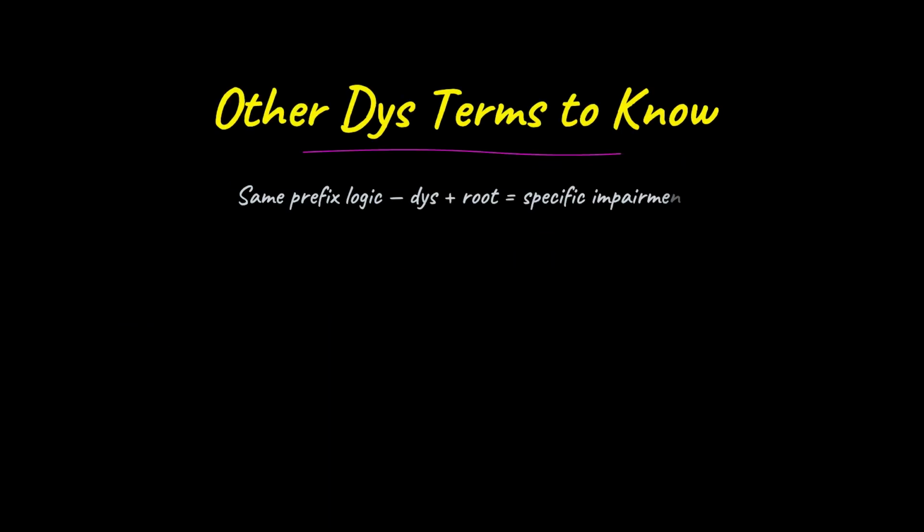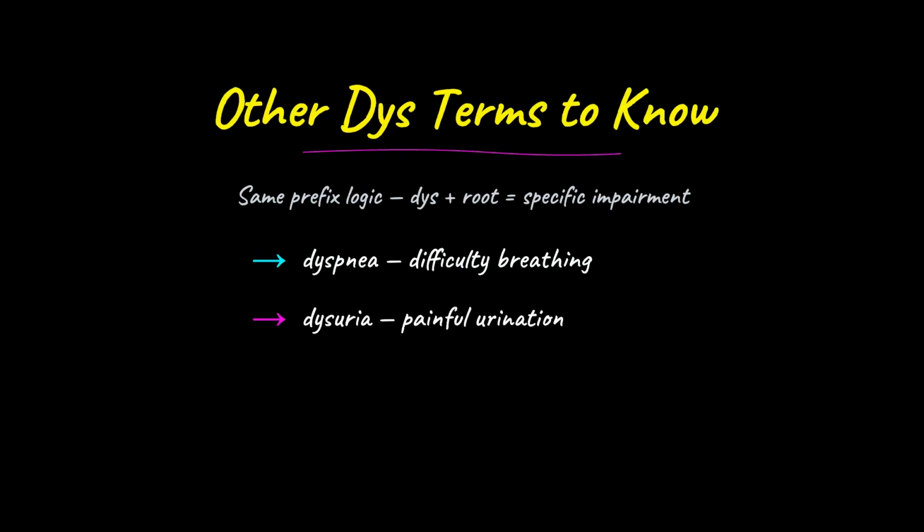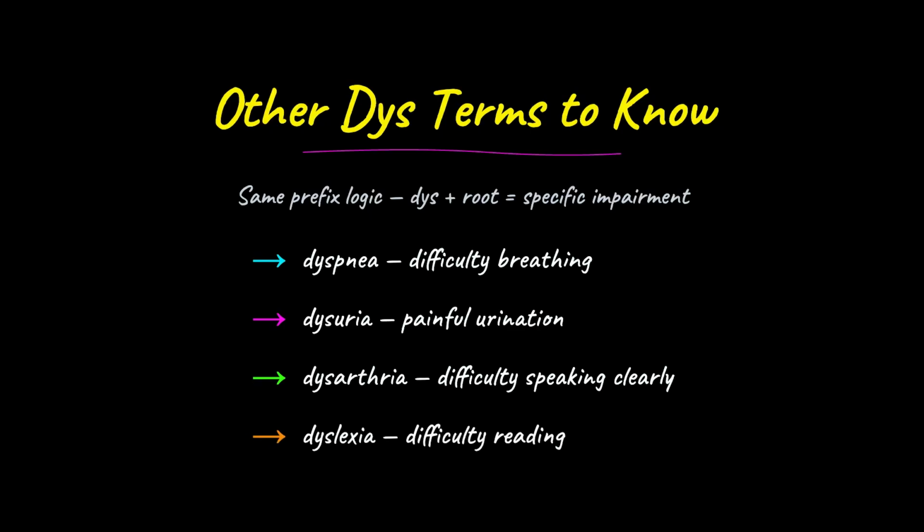The same prefix logic applies across many clinical terms. Dyspnea is difficulty breathing. Dysuria is painful urination. Dysarthria is difficulty speaking. And dyslexia is difficulty reading. Remember, dys means impaired function, while the prefix a or an means the function is absent entirely, as in aphasia versus dysphagia.